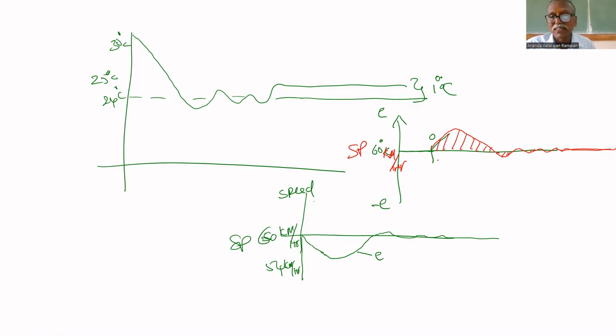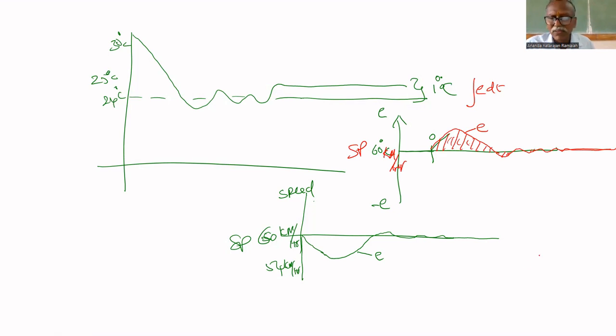That is called integration. If this is the error graph and you integrate that error, you will get the area under this graph. If you integrate, what will you get? Yeah, the area under the graph. Integration means that is the meaning.